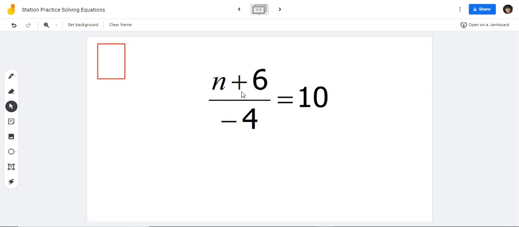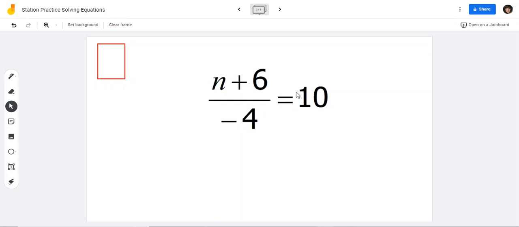So this problem looks a little different than our normal two-step problem. Let's read it out loud. n+6, that entire thing is being divided by -4 equals 10. So this is one of our special cases.